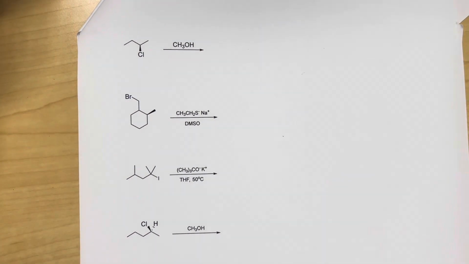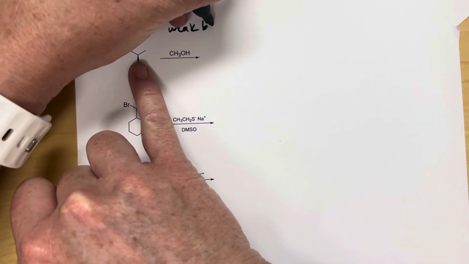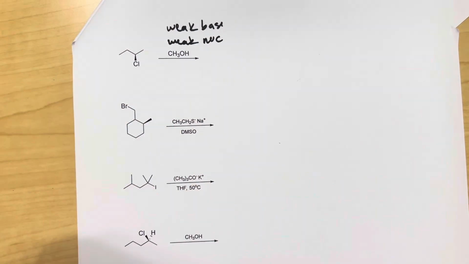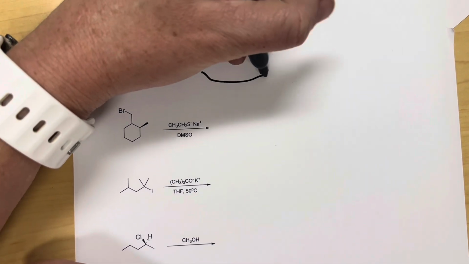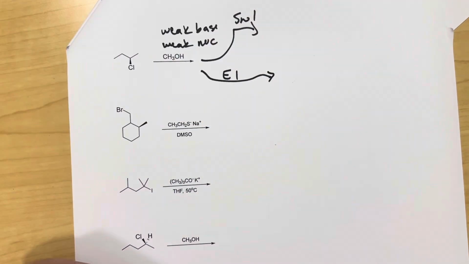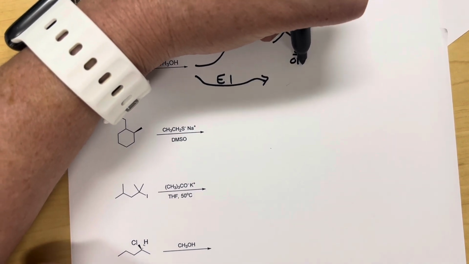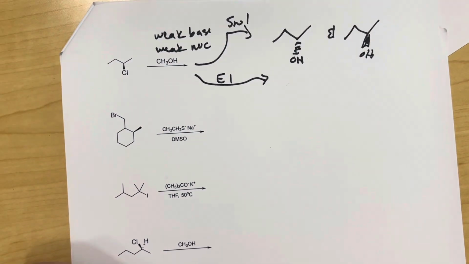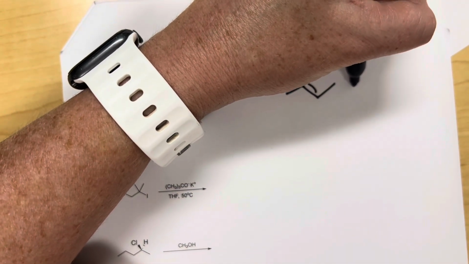So here we have a weak base and a weak nuke. Anytime we have just a weak base and a weak nuke, we should be like, oh, yay, the ones. And so this will proceed via SN1 and E1. So our SN1 product will be a racemic mixture. And our E1 will be this.